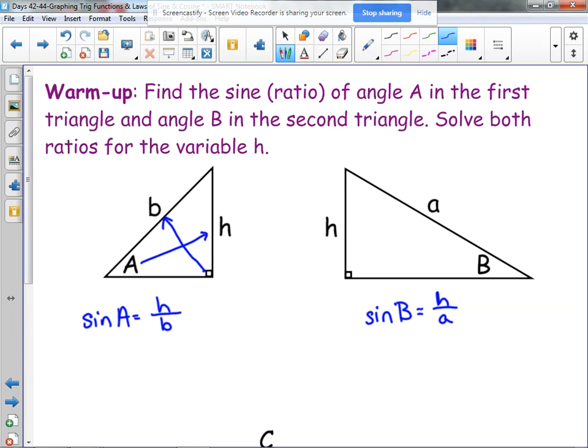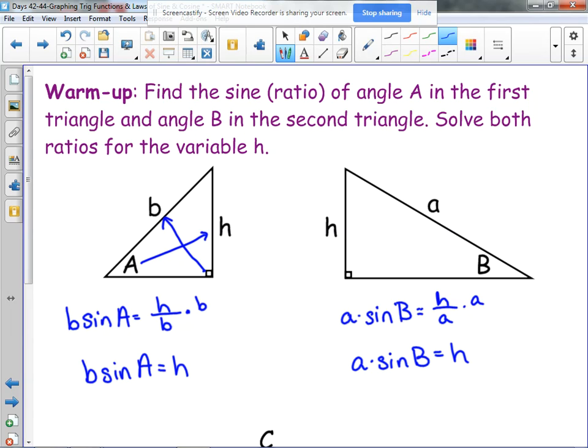And if we solve those ratios for the variable H, then in this case we multiply both sides by B, so we get B times the sine of A is equal to H. And over here we get A times the sine of B is equal to H.